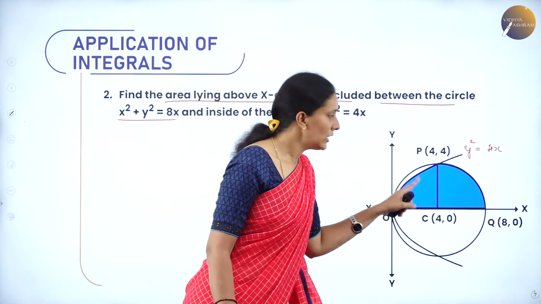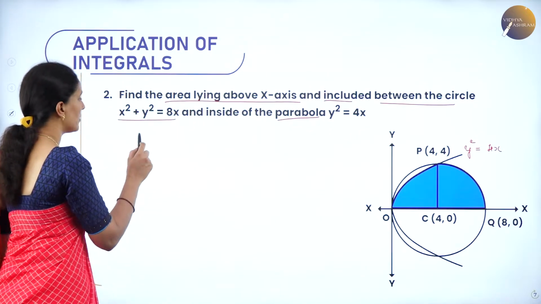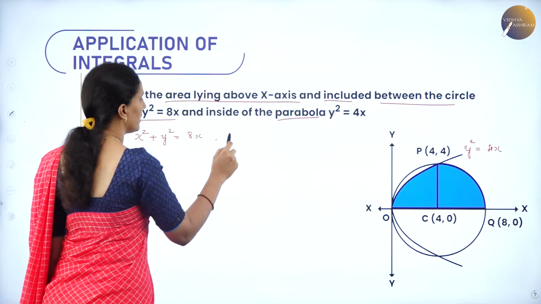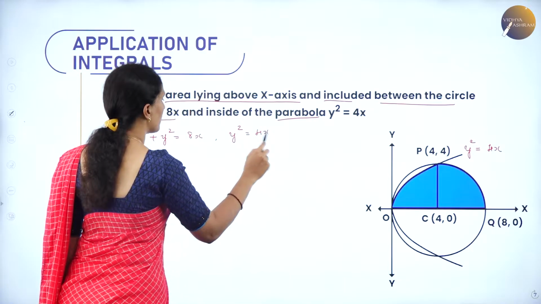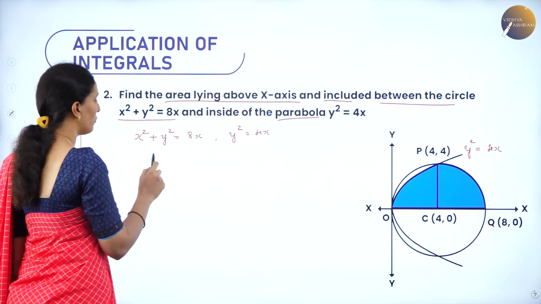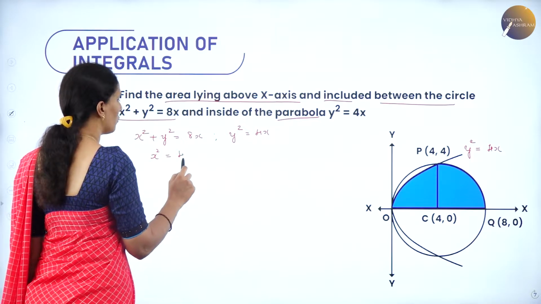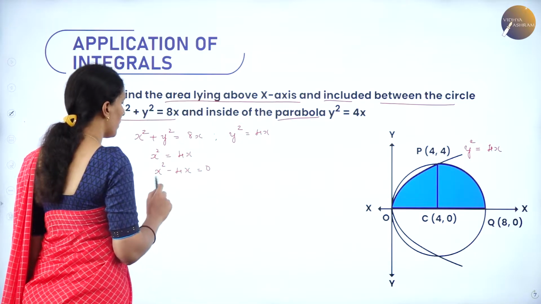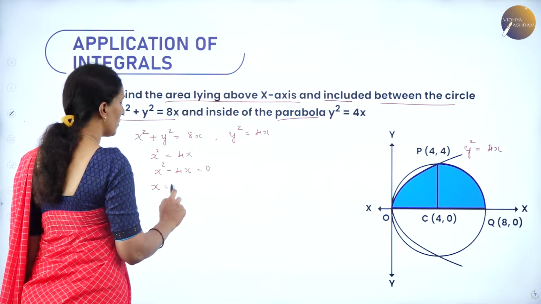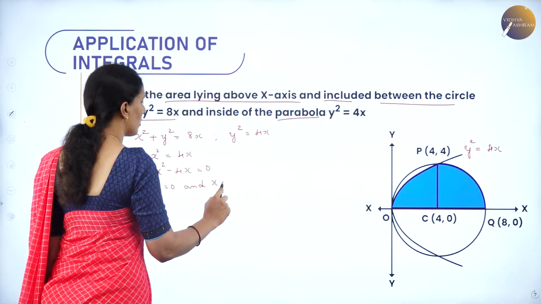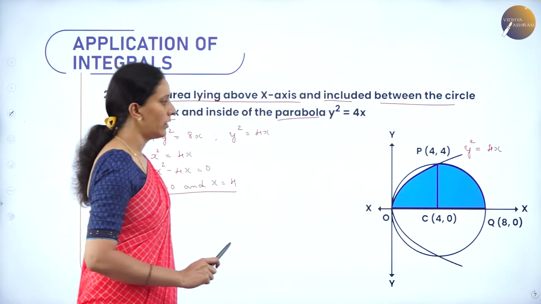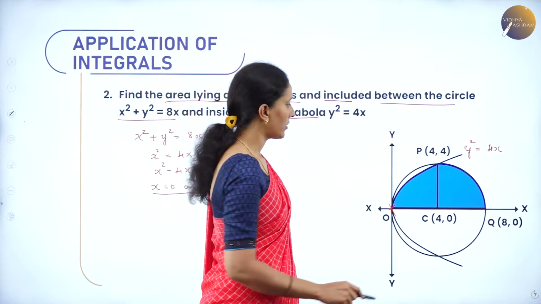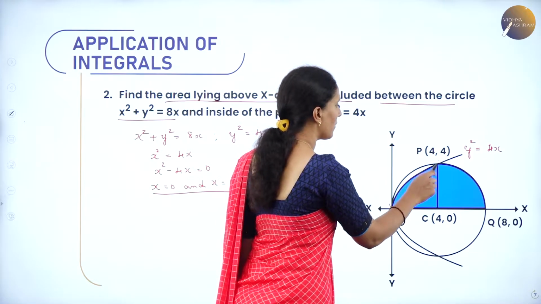So now let us take the equations and find the points of intersection of the two curves. So we have this and y square is equal to 4x. Using y square is equal to 4x, we will get x square is equal to 4x. So again x square minus 4x is equal to 0. So we will get x is equal to 0 and x is equal to 4. So here is the point of intersection of the circle as well as the parabola.